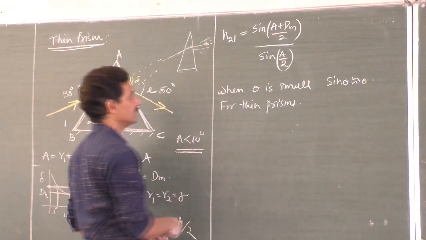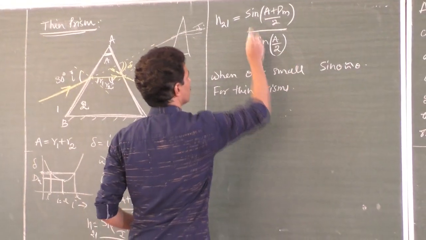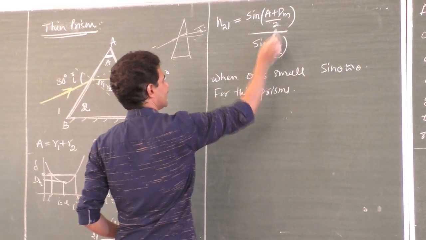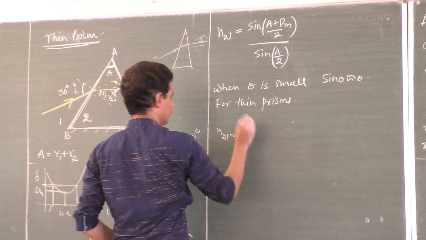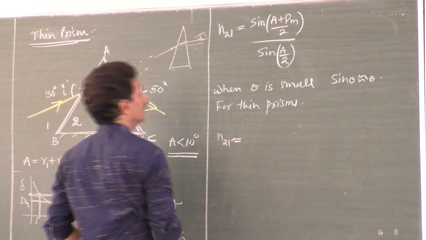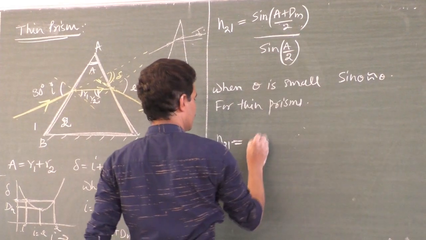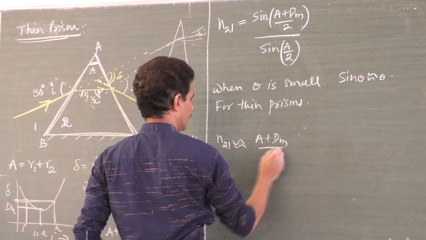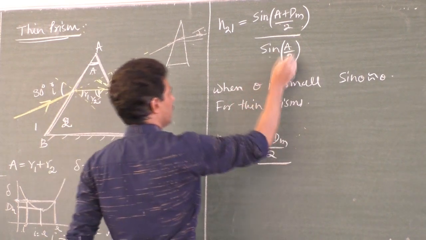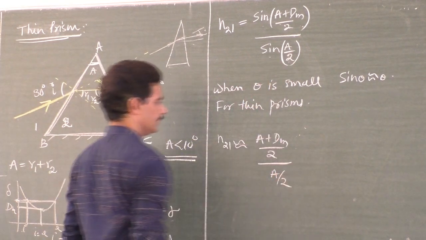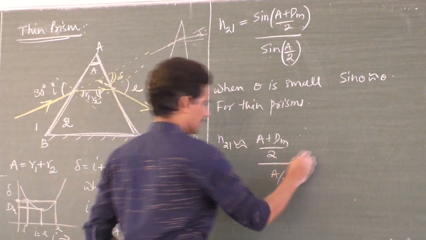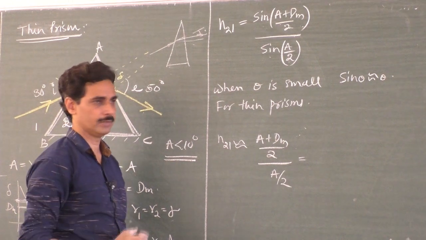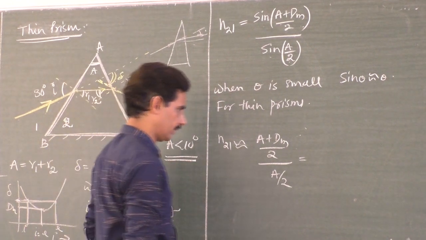For thin prisms, can I write sin theta almost equal to theta? This sin I is almost equal to I, sin R is almost equal to R, R is A by 2. So what does n21 become? This equation: sin((A plus dm) by 2) almost equal to (A plus dm) by 2, divided by sin(A by 2) almost equal to A by 2. Right? Now, I am trying to get an equation for deviation of a thin prism. It becomes easier for me to calculate the values.